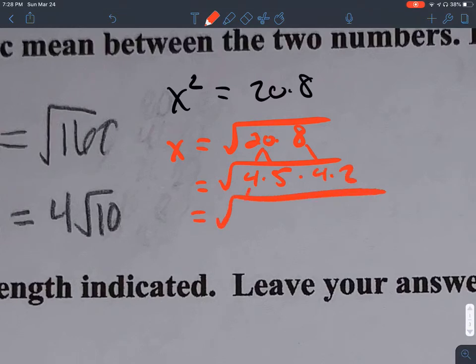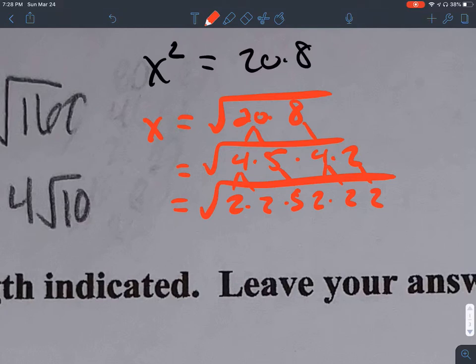4 is not prime. It breaks down to 2 times 2. 5 is prime. 4 is not prime. It breaks down to 2 times 2. Bring down the 2. When I get to this point, just to make sure I've done it right, if I multiply these numbers together, I should get the same thing as when I multiply 20 times 8.